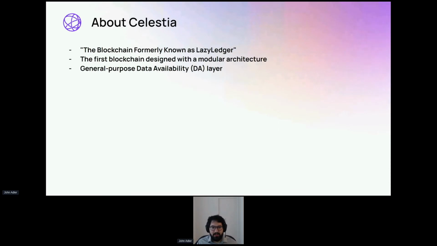Alright, a little bit about Celestia. Celestia was previously known as Lazy Ledger until we rebranded a few months back. And it was the first blockchain specifically designed with a modular architecture in mind. And we'll cover in a bit what this modular architecture means. And in this modular architecture stack, Celestia is a general purpose data availability layer, which we'll also cover a bit what each of these words mean.